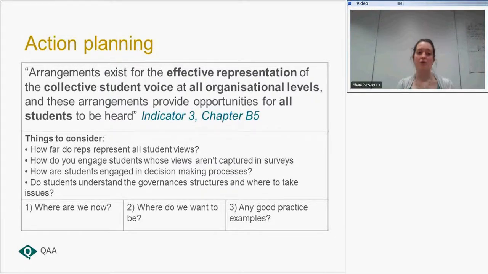So question: how far do reps represent students' views? What's your experience of that, and what do you think?